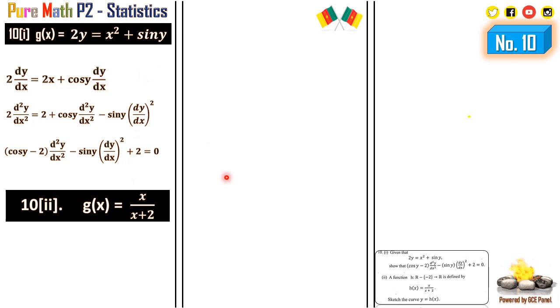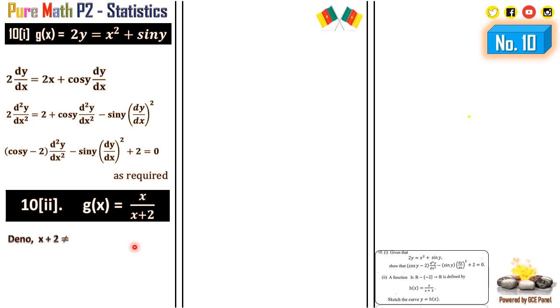The second part now is to sketch the curve of the function h of x equals x over x plus 2. We have so many videos on curve sketching. Please just check our channel, you will see many of them. Even for logarithmic, exponential functions, rational functions with a constant numerator, rational functions with quadratic denominators, and so on. You have many of these functions that we have done, and this is an example here.